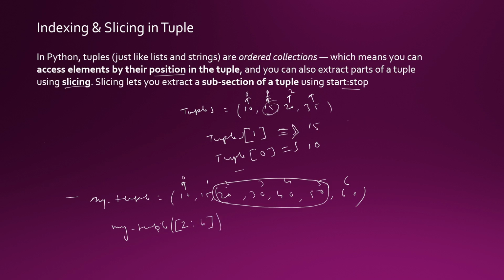the last end number is excluded. We have already learned in list and string that the last end number is excluded. So we put the first number and, for the end position we want to slice to, that number plus 1. That means 2 to 6. Now this will give our output as 20, 30, 40 and 50. So this is how we can fetch any value of the tuple using its index position, and we can extract any subsection from this tuple using slicing.